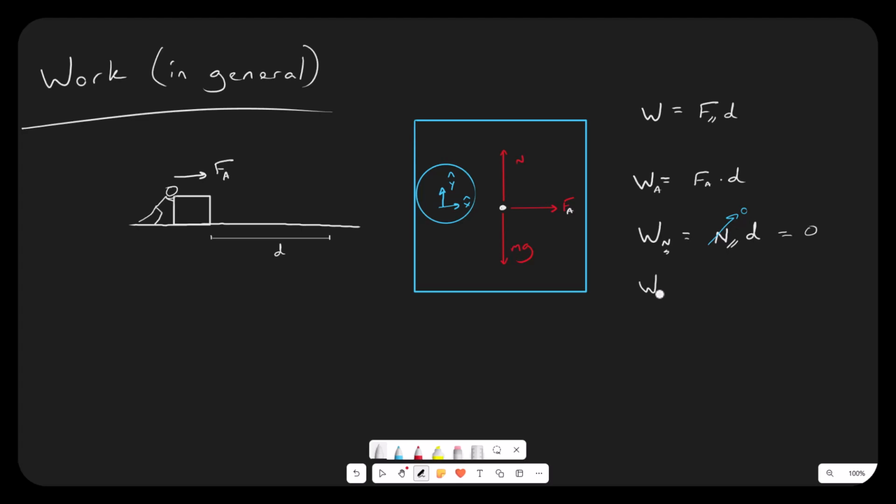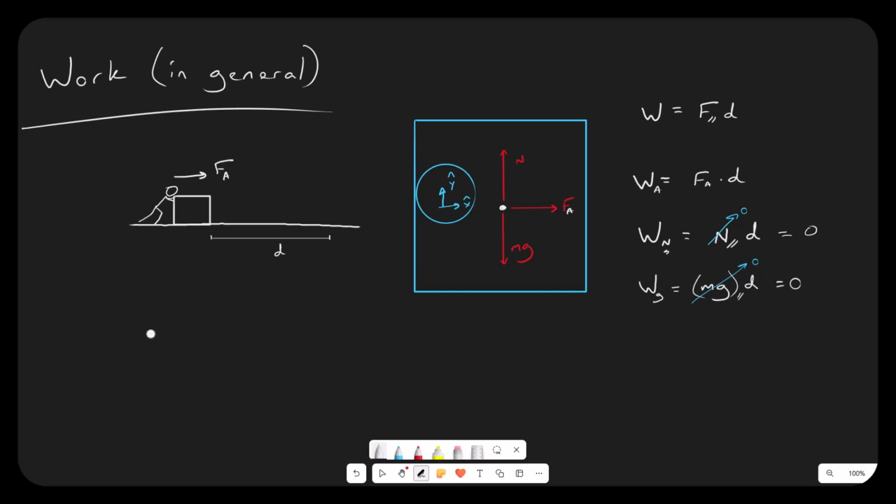I also have the work done by gravity. The force that I've got is mg. The displacement is d, but I need the parallel component of mg, and again, I'm saying parallel to my displacement. I'm moving to the right, mg points down. There is no parallel component. Gravity does no work here.